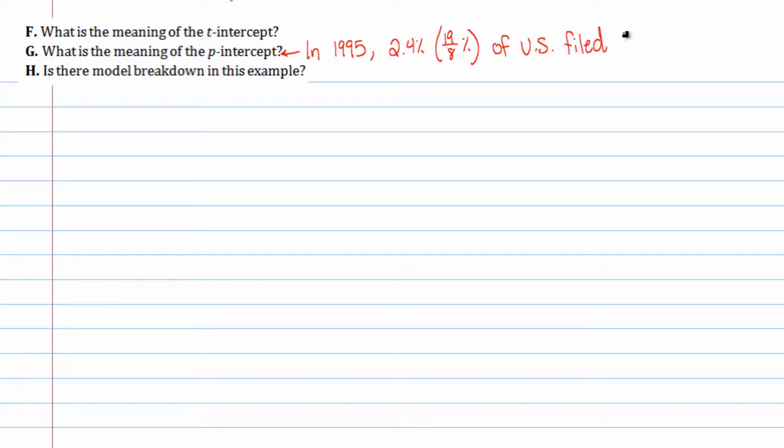Okay, so let me go ahead and write that down. The significance of the p-intercept is that in 1995, about 2.4%, or in other words, 19/8% of the U.S. filed electronically. And it's very, very important that you be able to interpret the meaning of the value of the vertical and the horizontal intercept. Speaking of the horizontal intercept, let's go ahead and interpret the meaning of that right now.